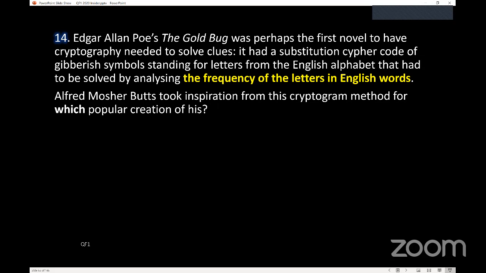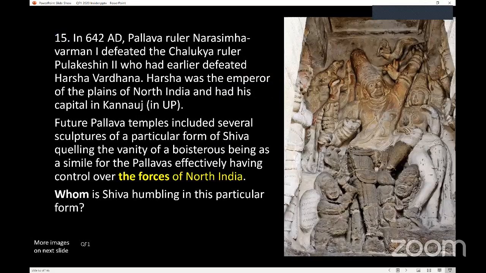Okay, no, if there are no questions, let's move on to question 15, the last of this quarter. In 642 AD, Pallava ruler Narasimhavarman I defeated the Chalukya ruler Pulikeshin II, who had earlier defeated Harshavardhana from North India. Harsha was the emperor of the plains of North India and had his capital in Kannauj in Uttar Pradesh.